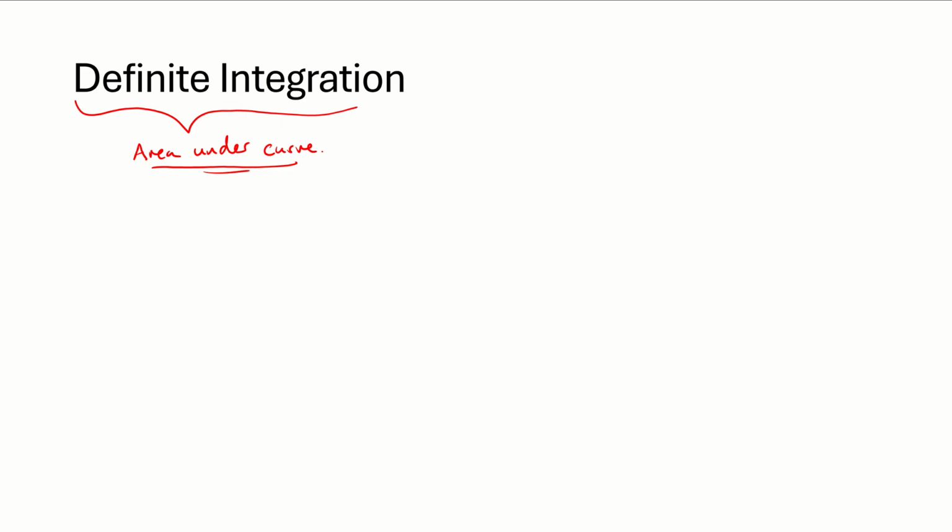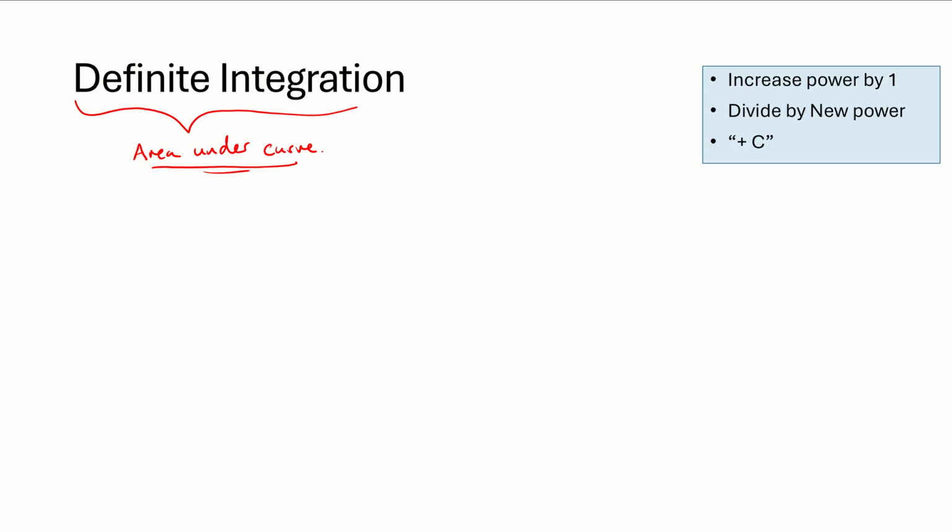So just a little reminder, our steps for integrating a polynomial, like powers of x, that we saw previously would be to increase the power by 1, divide by the new power, and we also talked about adding that constant of integration, that plus c. It's just a number that we don't know at the end.